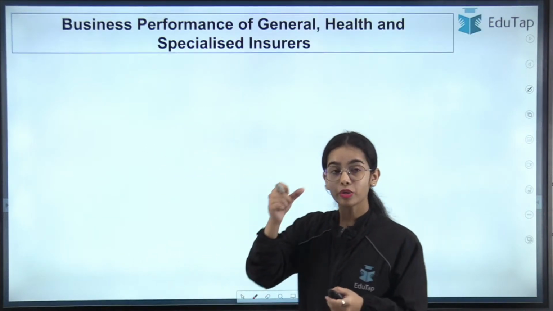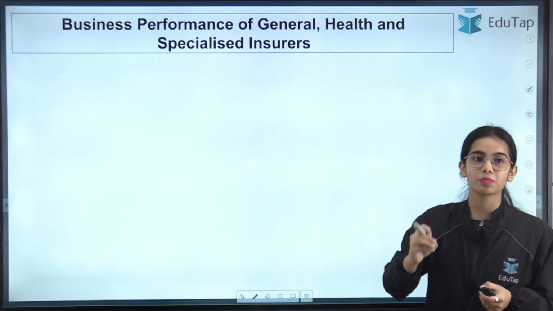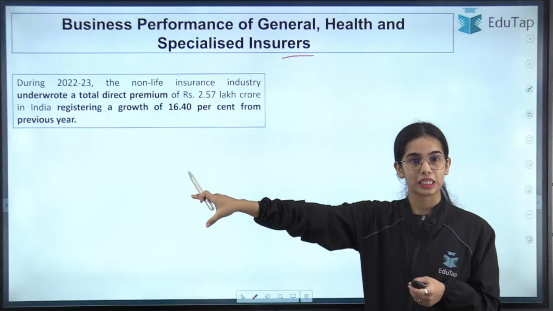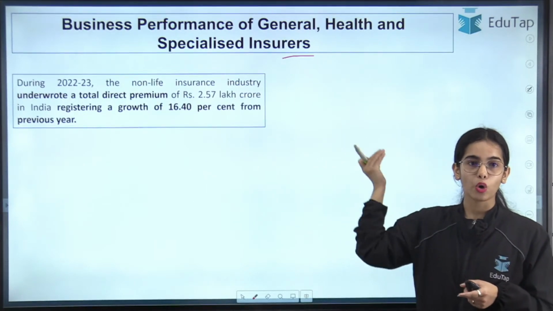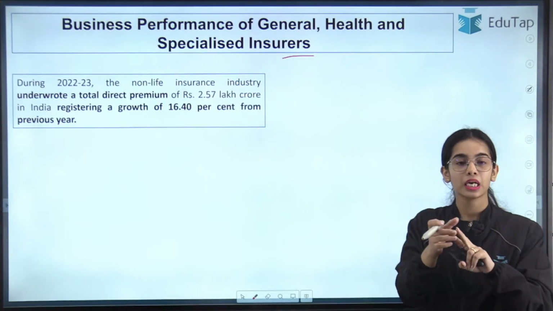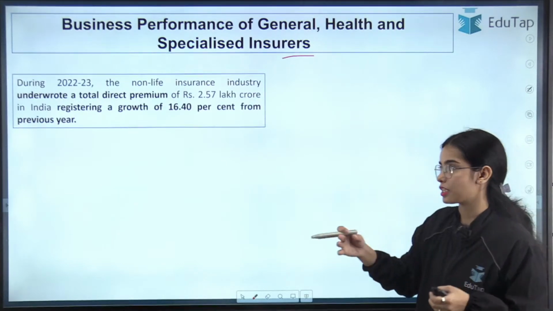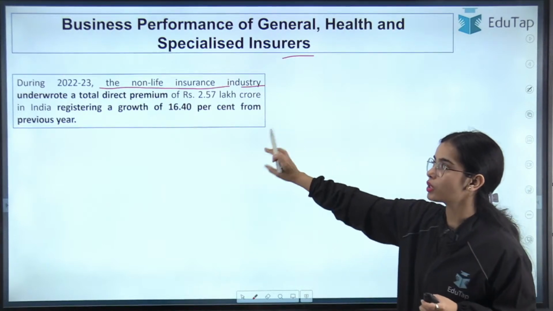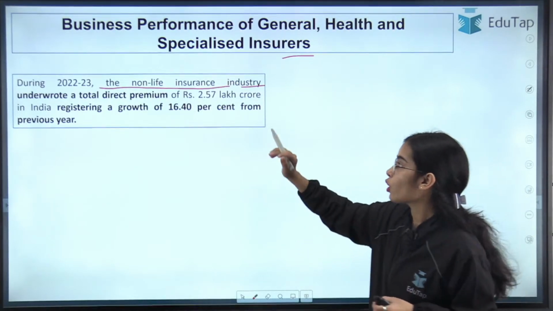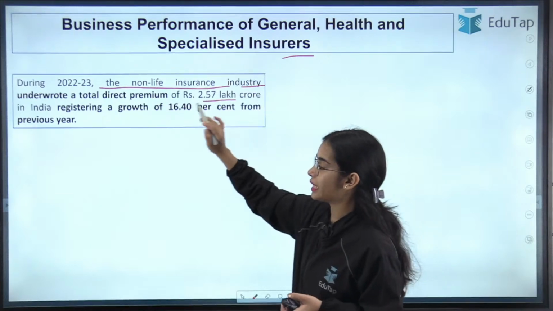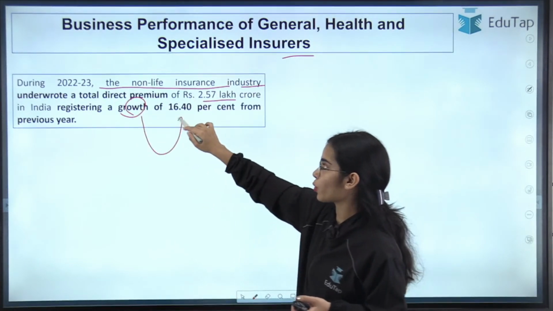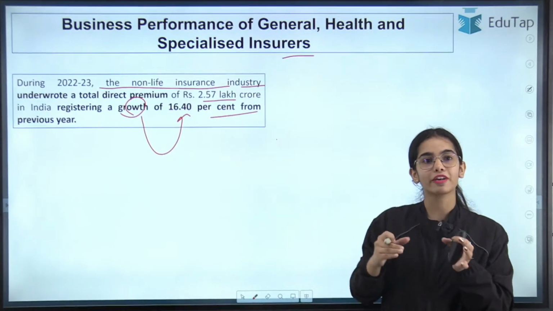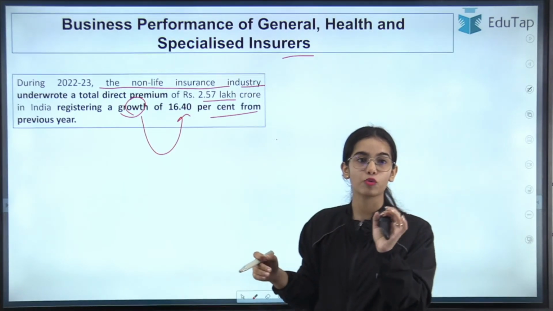Okay. Now coming to the business performance of general, health and specialized insurers. Basically, we have seen life insurance. Now coming to non-life insurance. Non-life insurance means health insurance, motor insurance, fire insurance and such. During 2022-23, the non-life insurance industry underwrote a total direct premium of 2.57 lakh crore in India, registering a growth of 16.4% from the previous year. So the premium growth in the non-life insurance sector is 16.4%.